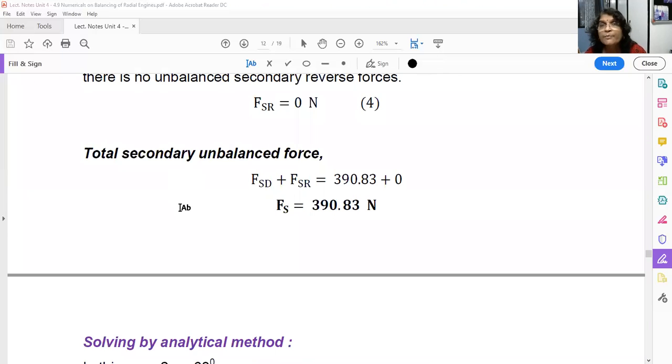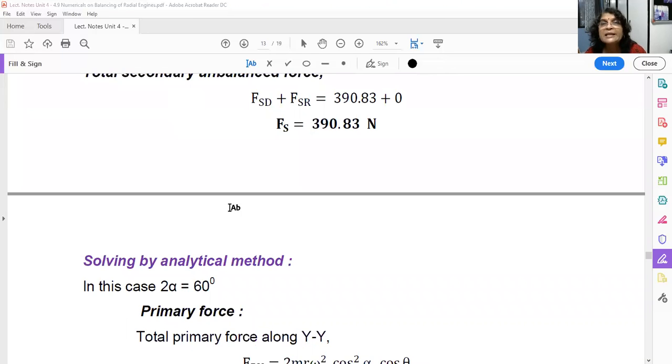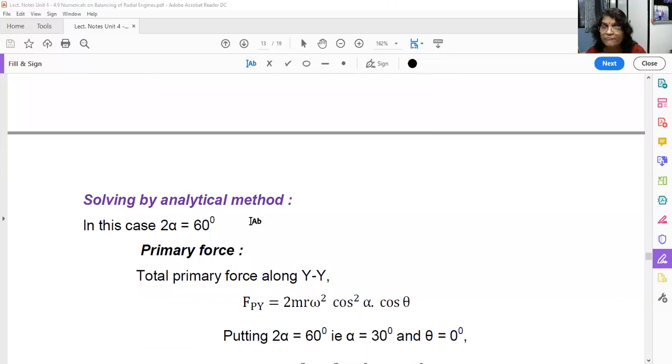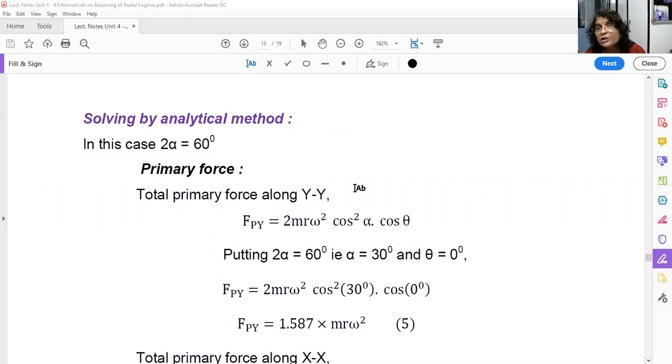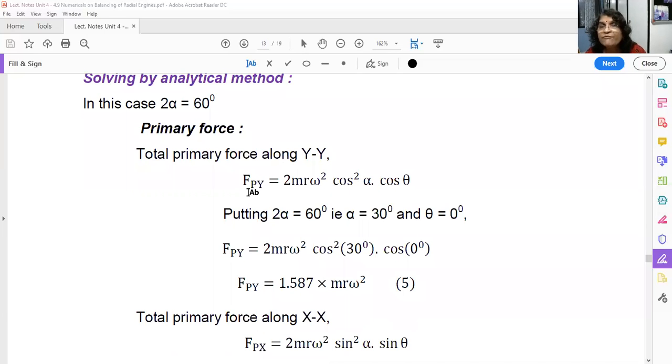The same problem can be solved by the analytical method. If you remember, we have studied the V engine. This is nothing but a V engine, V 60 angle. Okay. So what is the total primary force along YY? You can resolve this component vertically. We have studied this already. Okay. So FPY, that is the primary force along the Y direction, is given by 2 Mr omega square cos square alpha into cos theta. How this formula has come, we have already studied in the earlier lecture.